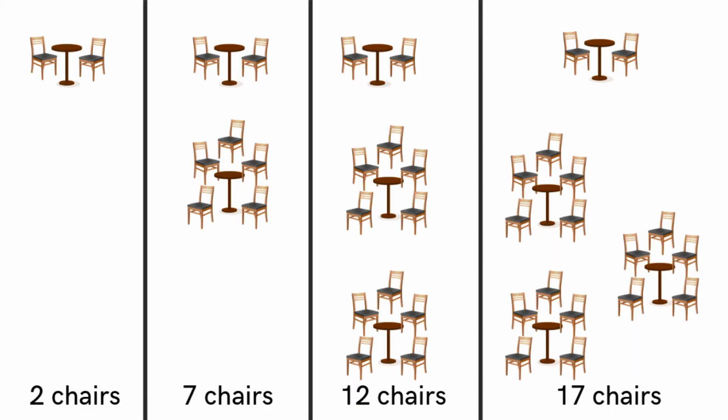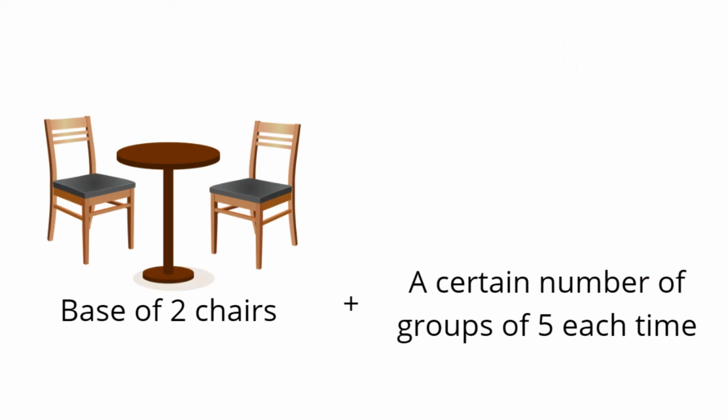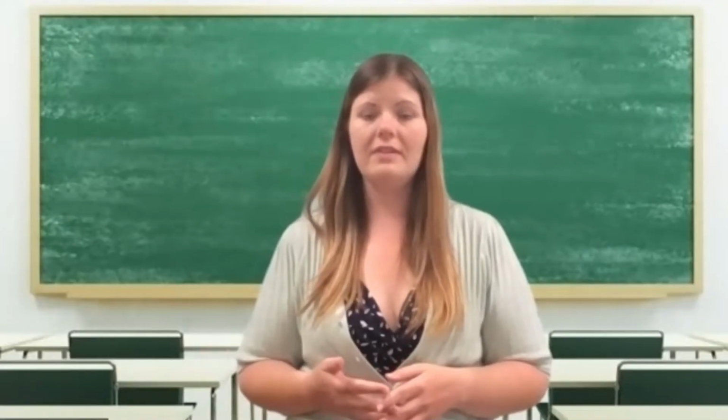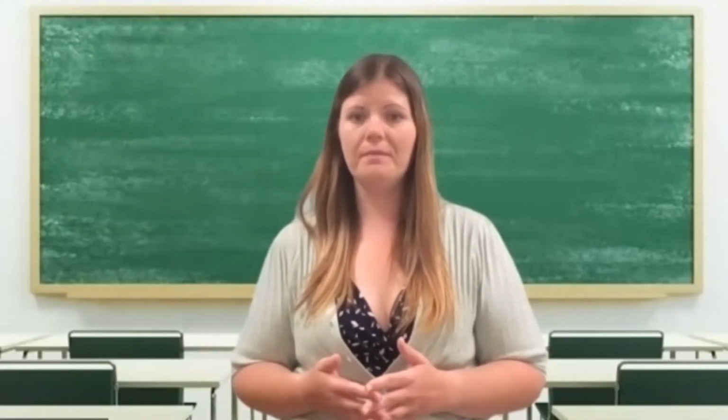For one table, we will have 2 chairs. 2 tables is 7 chairs. 3 tables is 12 chairs, and so on. In this, I personally see a constant 1 table with 2 chairs. So again, we'll always start with those 2 chairs. I can see from the pattern we had groups of 5 chairs each time, because this is how I drew it. Let's take a look at the table as we create our expression.